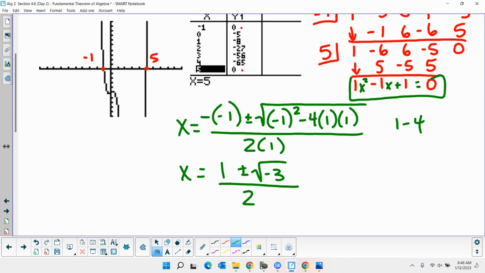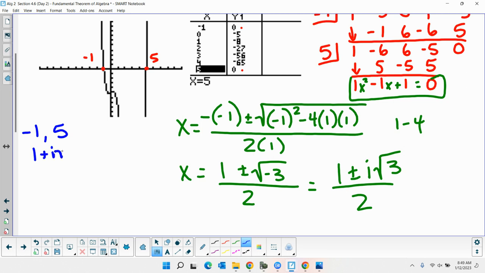Can I simplify that radical? No. The only thing I can do is what? Since it's negative, pull the i out. Right, Maddie? Yeah. So there's my other 2 zeros. My 2 non-real, my imaginary ones. So here's my 4 answers. Negative 1, positive 5, 1 plus i radical 3 over 2, and 1 minus i radical 3 over 2.